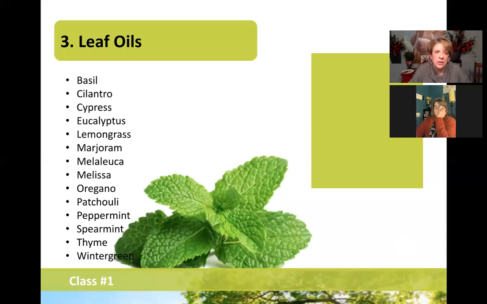Next up are your leaf oils. Leaf oils are things like basil, cilantro, cypress, eucalyptus, lemongrass. Now, here's something that's confusing. This is where it's important for you to know what part of the plant it comes from, because most people, when they think of cypress, are going to wonder if you're talking about the bark or the leaf. So our cypress oil is from the leaf of the tree.